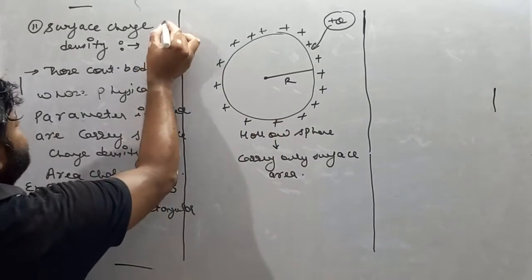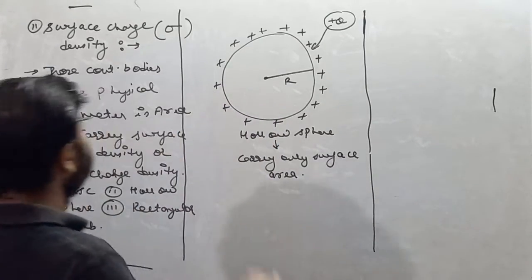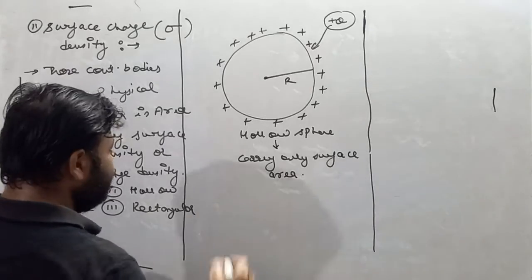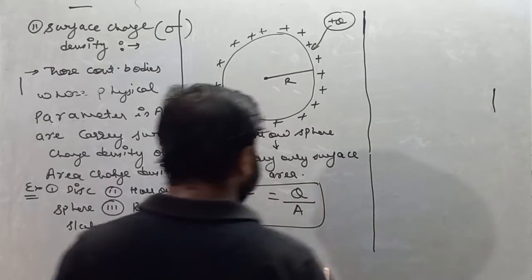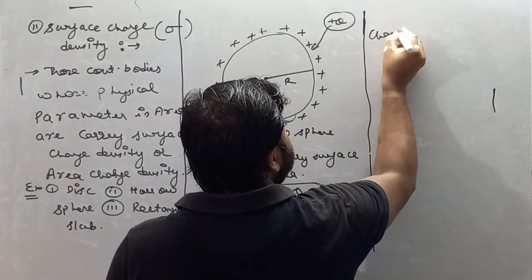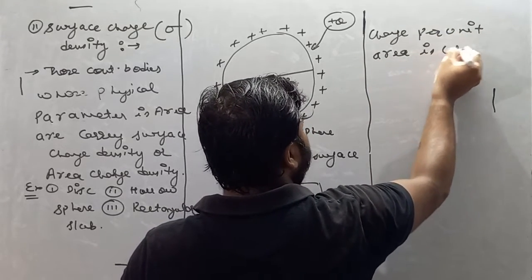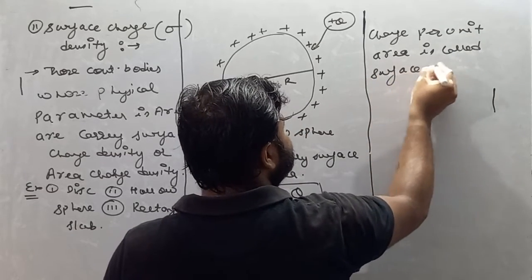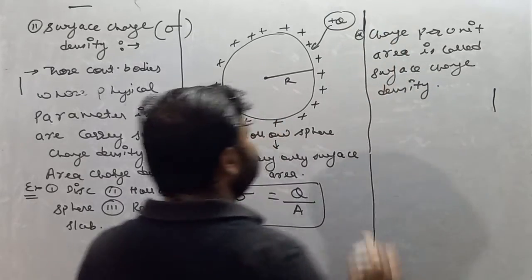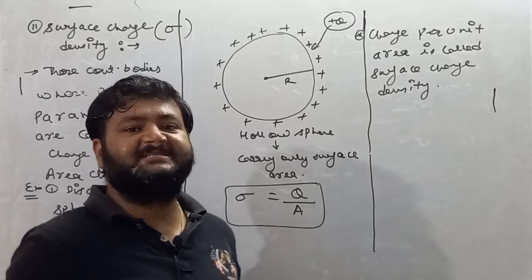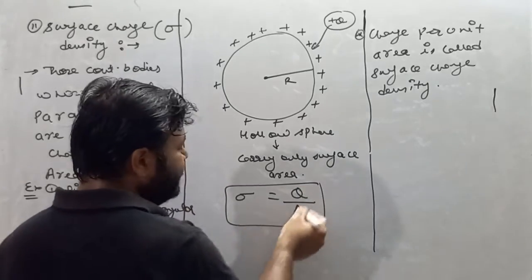Now see, surface charge density is symbolized by sigma. Remember, surface charge density is represented by sigma. So what is sigma? Sigma is charge per unit area. I'll write the definition as well: charge per unit area is called surface charge density. So sigma is equal to Q by A.